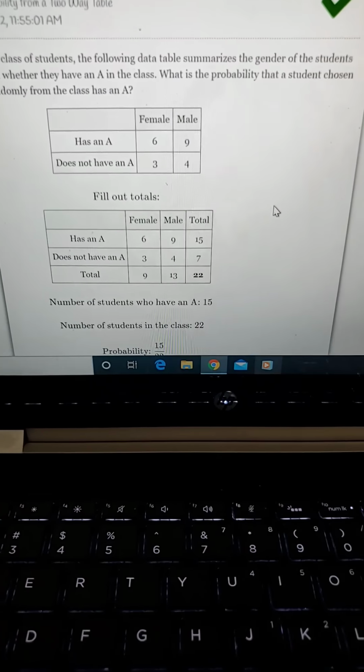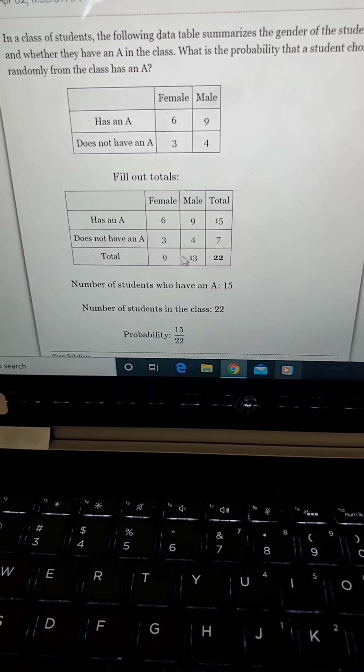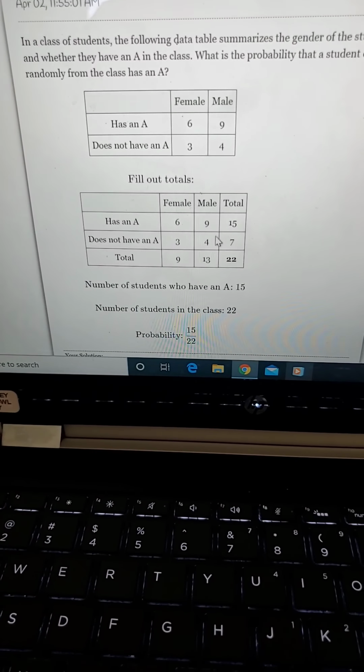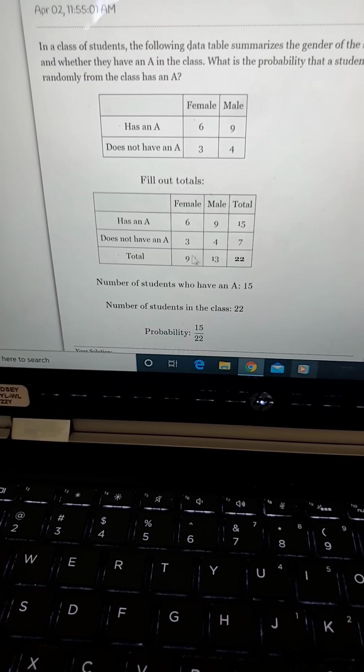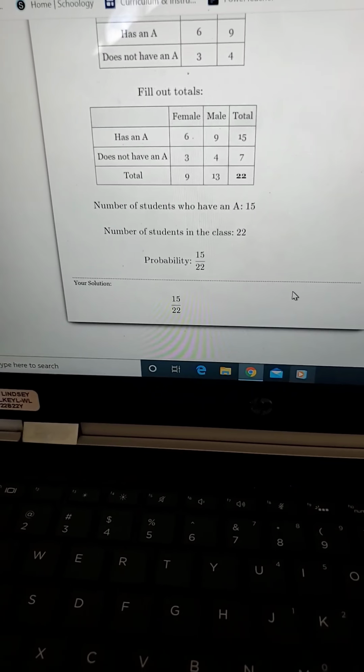Okay. And they did the same thing. They made little totals, right? So there's 15 here, 7 here. 6 plus 3 is 9. 9 plus 4 is 13. And then just added these up. But you didn't have to go through all that. You could have just done it in your head.